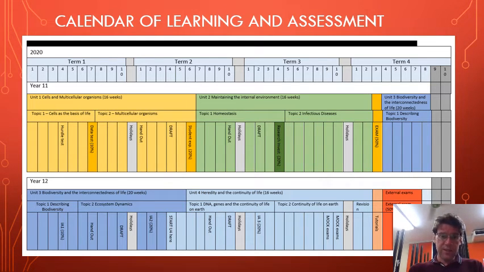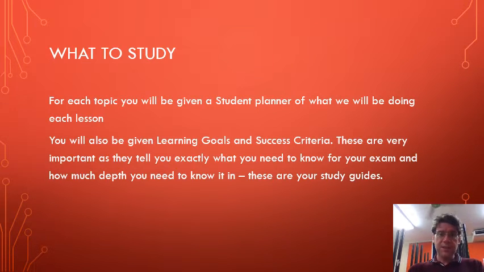Here is a calendar that should give you an idea of what you'll be learning. So in grade 11, for about half the year, we'll be doing unit 1. So the second half of the year, we'll be doing unit 2. And if we have time, hopefully we'll be able to start unit 3 at the end of the year. Grade 12s, you'll be doing unit 3 for the first half, unit 4 for the second half, and then finally your external exams.